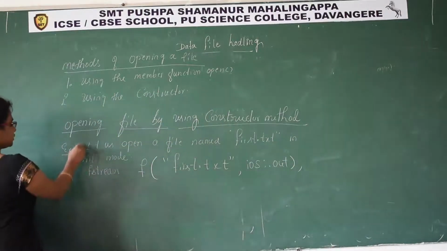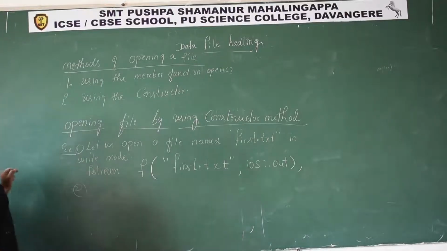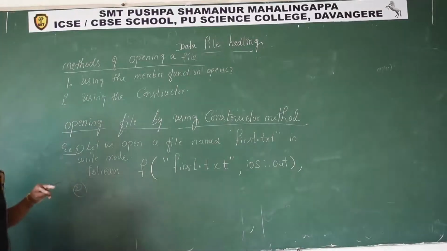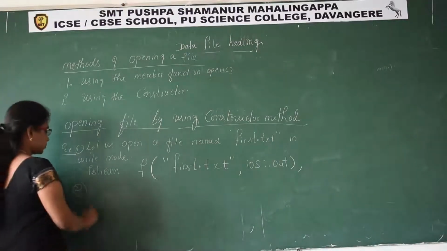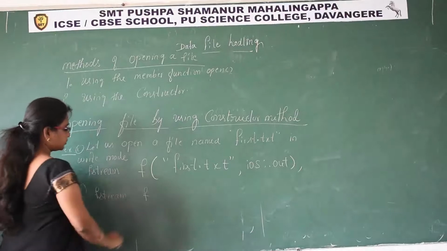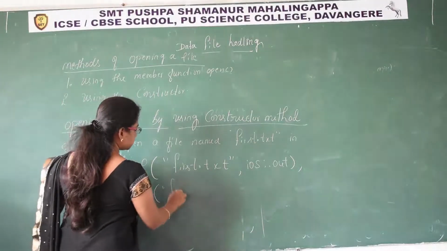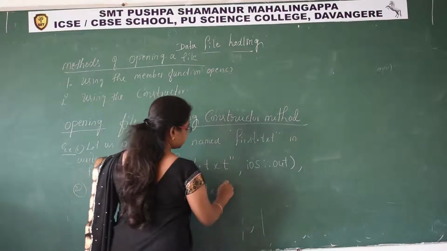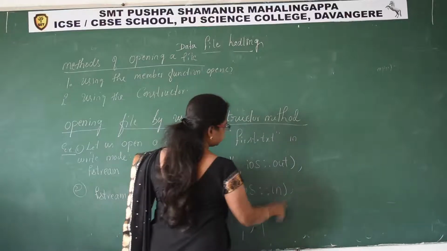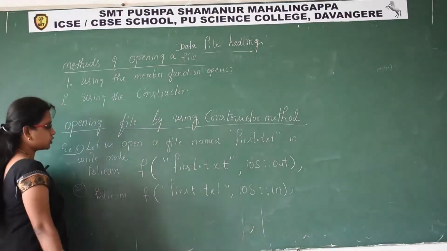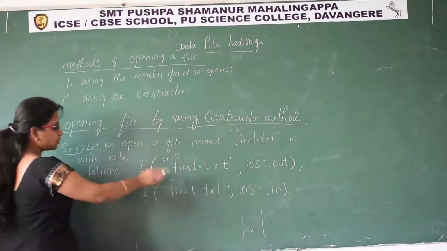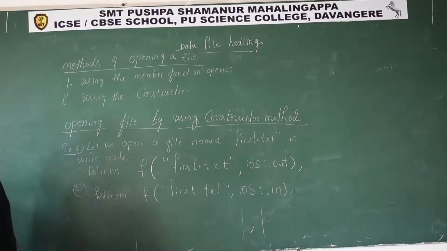Second example, I'll open the file in input mode, that is read mode. Write mode is another word for output mode, and read mode means input mode. F stream F, first dot txt, comma ios scope resolution in. What you need to observe here is that at the time of object creation, I am passing the arguments. If you follow this method, it is called the constructor method of opening a file.